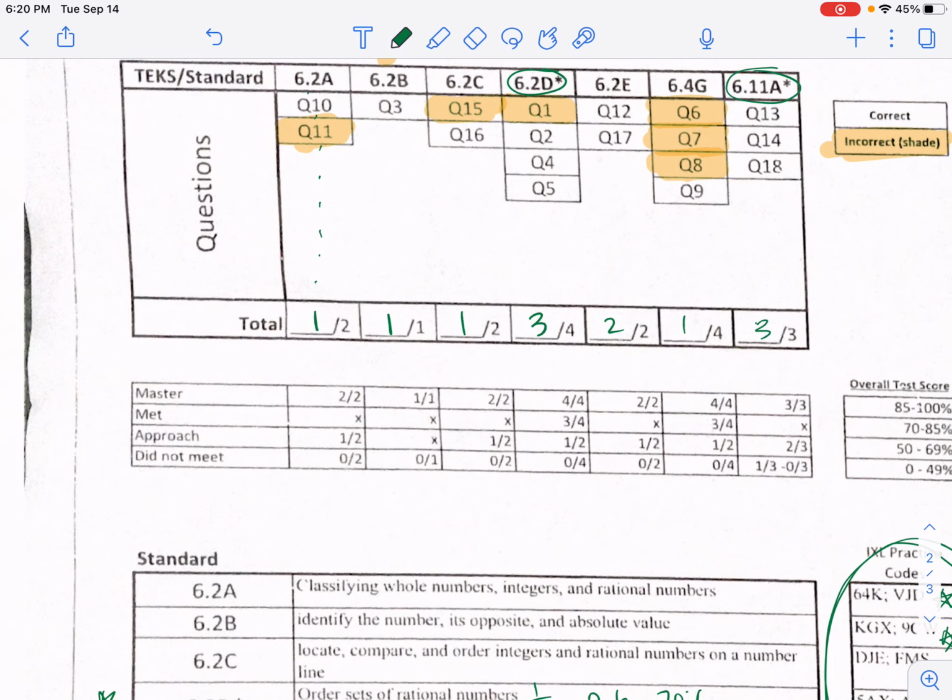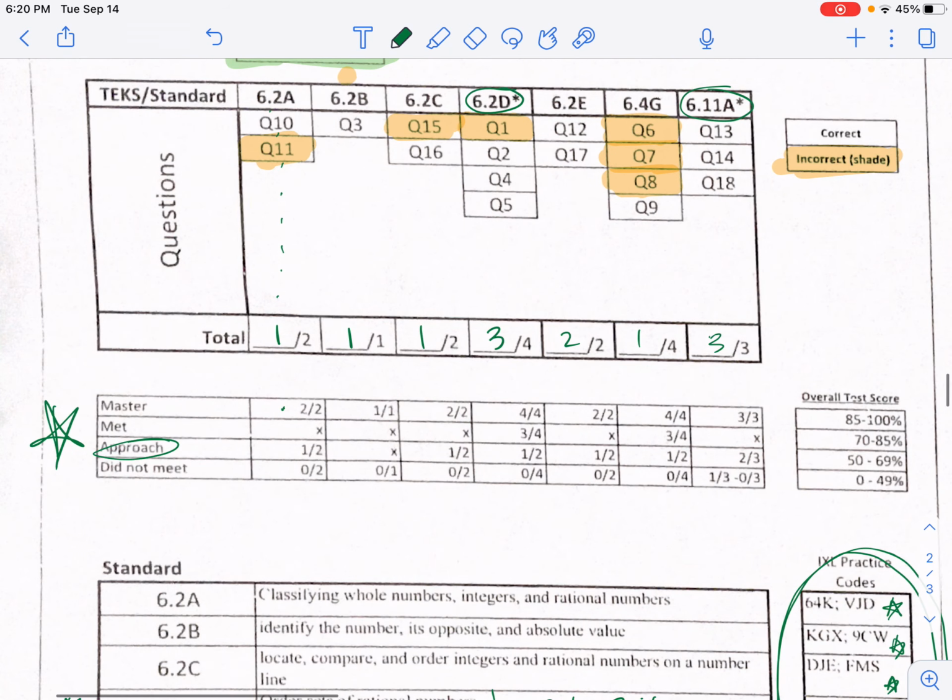And this just helps you figure out right here, what does that mean? So for example, here, if you got 2 out of 2 correct, you got masters, woohoo. For me, I would get approaches, because I got 1 out of 2 correct. Over here, since I got 1 out of 1, that means I got masters on this one, yay. Here, I also got approaches. Here I did pretty well, because I got 3 out of 4. That means I met the standard. Here is where I'm struggling, right? So here I'm struggling.